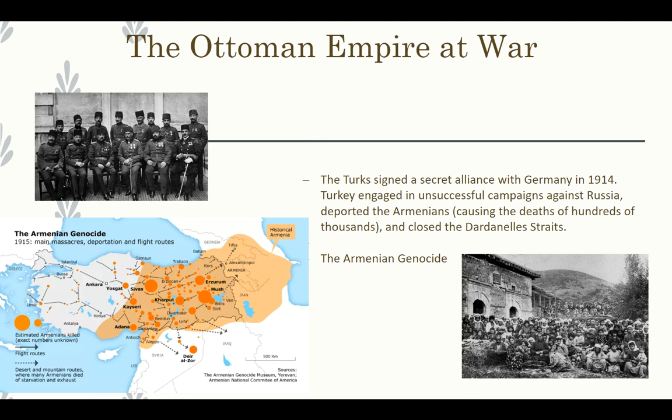All right, so changing gears and looking at the Ottoman Empire. The Turks signed a secret alliance with Germany in 1914. The Ottoman Empire had engaged in an unsuccessful campaign, first against Russia. But then what happens is during this campaign, they lose territory. They begin deporting the Armenians of the Ottoman Empire. This was started by the Young Turks.